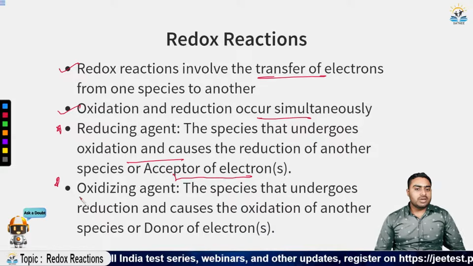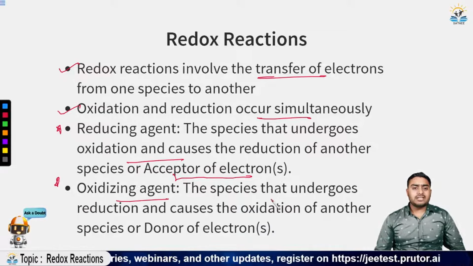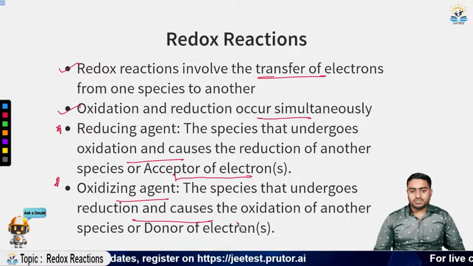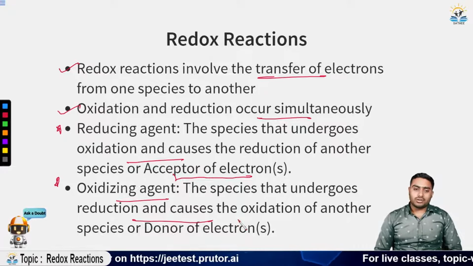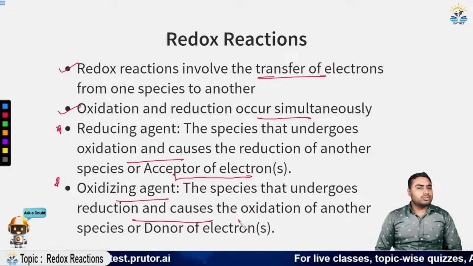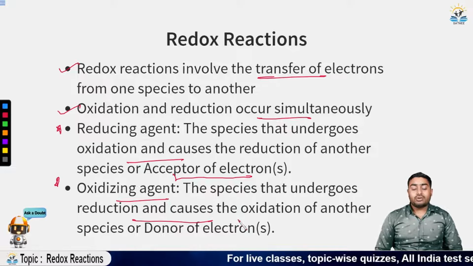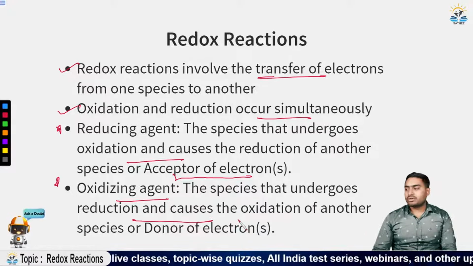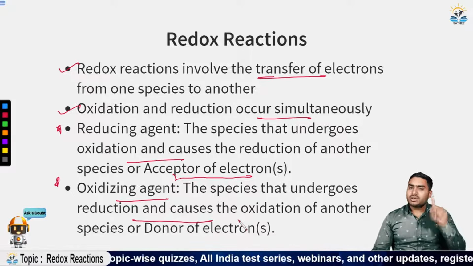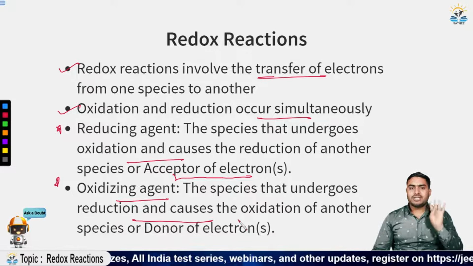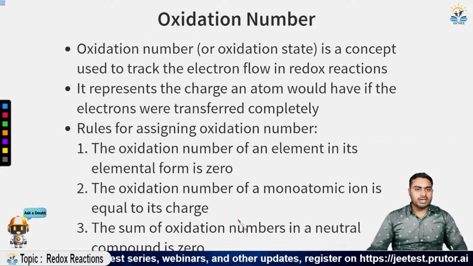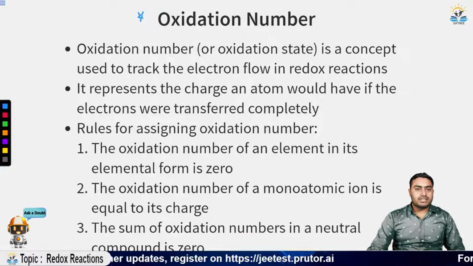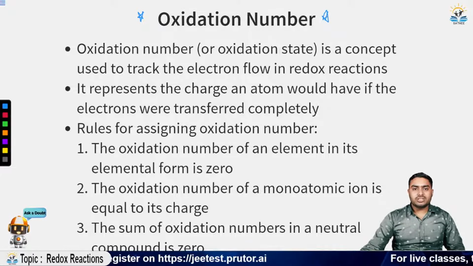Next, the oxidizing agent is the species that undergoes reduction and causes the oxidation of another species. It causes the oxidation of another and is itself reduced. That is called an oxidizing agent. So there are four terms: oxidation, reduction, reducing agent and oxidizing agent. Let's move to the next one. The important part is oxidation number. First of all, let's learn how to find oxidation number.